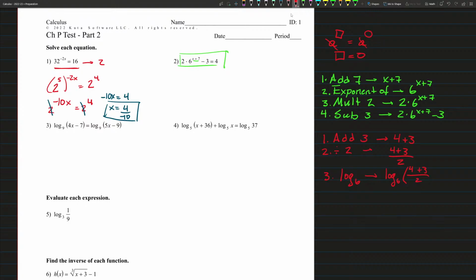Could we just get 6 to the power of x plus 7 by itself and then solve in the same way that we did 1? That's exactly what you're doing. I'm just trying to show you how that's going to look. Then once we take log base 6 on both sides, we would subtract 7.